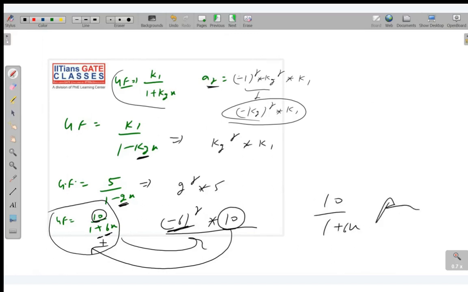And here I will say 1 upon 1 minus x, 5. So I will write here 5. Okay, 2 power r, so simply 2. That's it. Okay, so let me jump to the next slide.